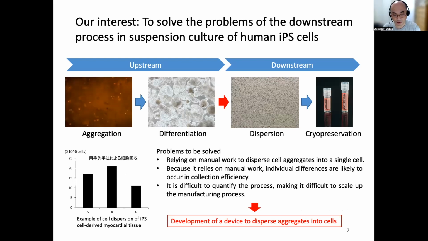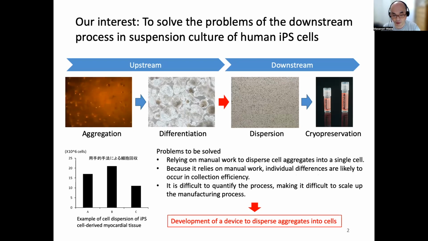Our interest is to solve problems in the downstream process of suspension culture of iPS cells. In the upstream process of suspension culture of iPS cells, cell aggregates are formed and differentiated. In the downstream process, the differentiated cell aggregates must be dispersed into single cells.